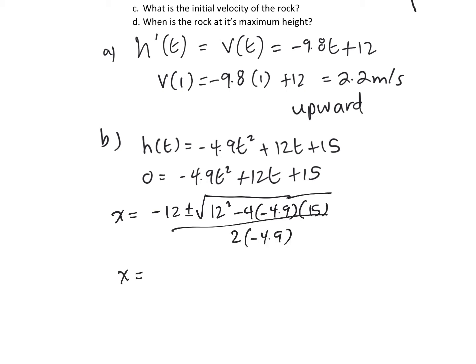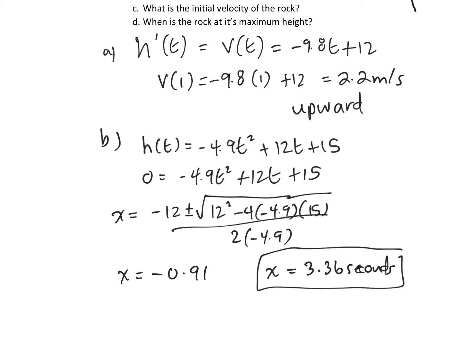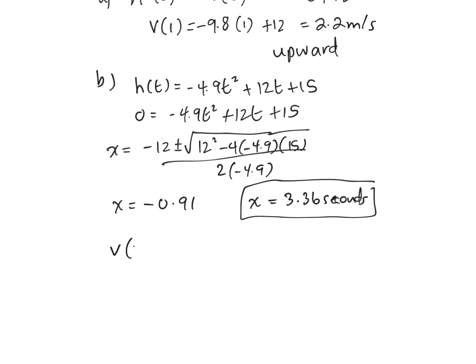And when we calculate this, x has two values. One is a negative value, which is not possible because we can't have negative time. And the second value is positive, 3.36 seconds. So that is the time at which it hits the water. So at this point, we want to find velocity at 3.36 seconds. And we'll add 12, and that works out to be negative 20.9 meters per second.